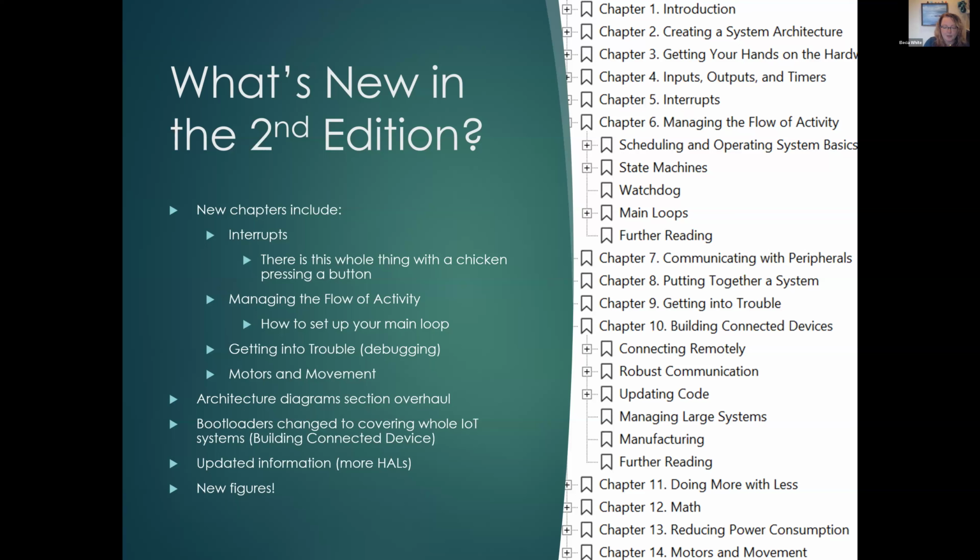And then there are a couple other things that changed. There was a section about bootloaders and how they work. That was a chapter, and now it's a section in the whole IoT and how to manage your devices and how to think about them. So that's what's new in the second edition.